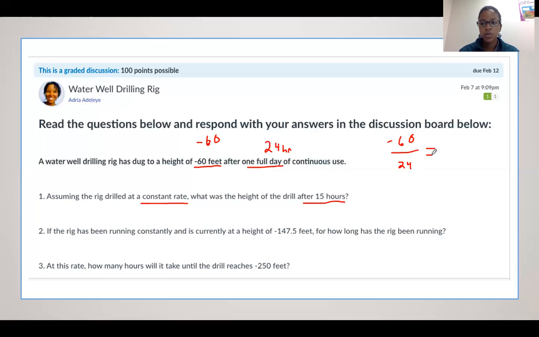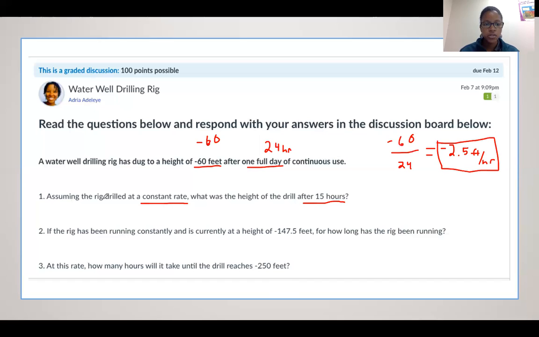Okay, so you guys will have to divide that out. -60 divided by 24, you can use long division. And once you do that, you get -2.5. So this means that you have -2.5 feet of drilling per hour. Okay, so now we know our unit rate, and we can use it to answer the rest of these questions.